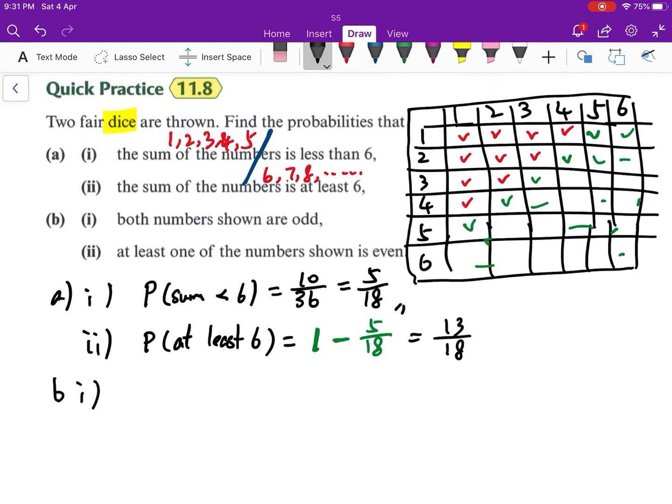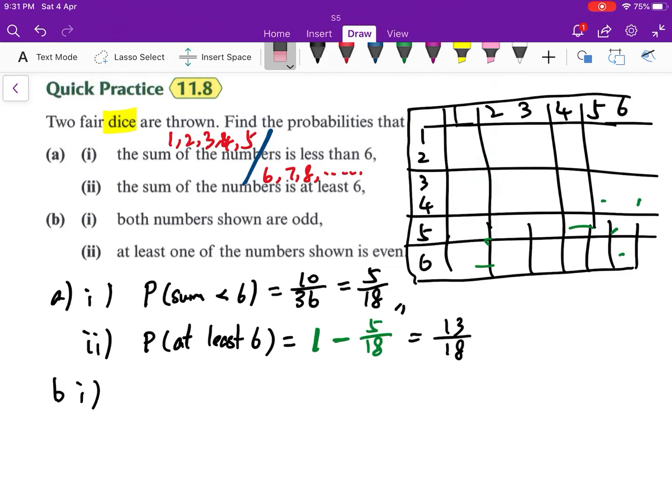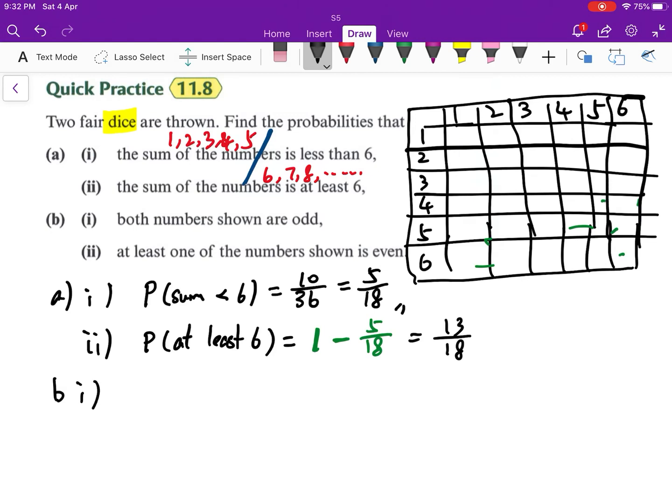Now take a look at the B part. B part, both numbers are odd numbers. So what we need to do is find all the cases where the two numbers are odd. Okay, so now let's try. Both numbers are odd, so odd number and odd number. Actually it's quite easy. If you know what's going on, you can take out all those odd numbers super fast, right?